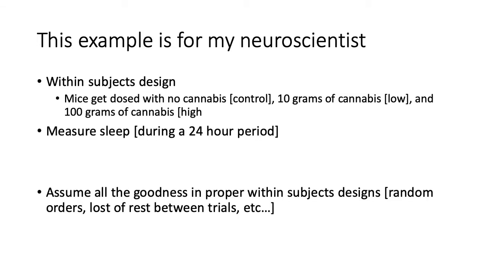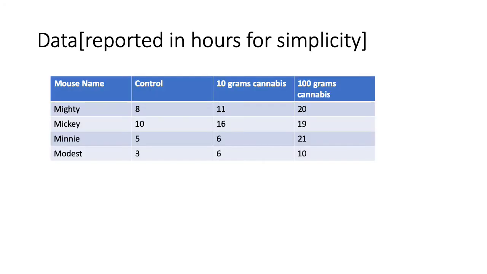Today's example is one I chose for my neuroscientists who work with rats. It's a within subjects design. Mice get dosed with cannabis: with no cannabis, that's the control, with 10 grams of cannabis and 100 grams of cannabis. And we measure their sleeping during a 24-hour period. That's the design we'll be using today.